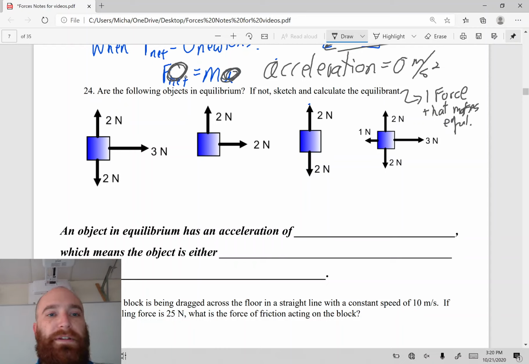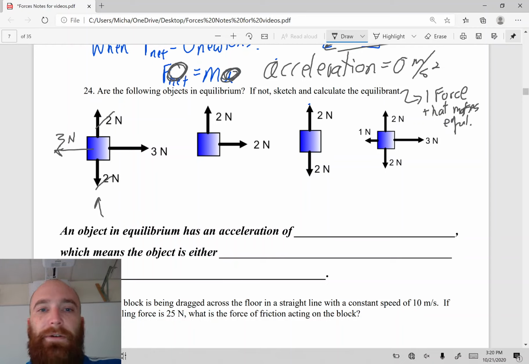So let's go with this. This first, all the way on the left, this one right here. Is this an equilibrium? No. The 2's cancel. I like that. The 3 does not cancel. So to put it into equilibrium, I'm going to add 3 newtons to the left. Cool. That's it. Right now the 3's cancel.